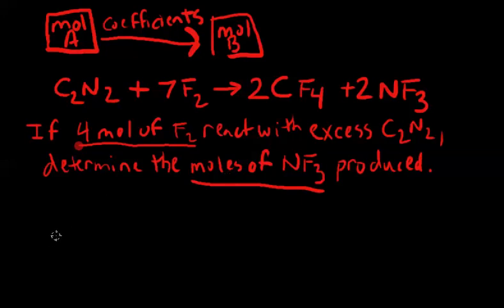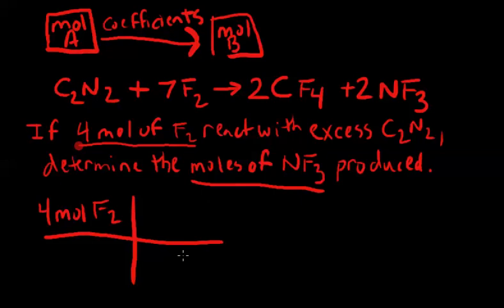So to do this, we make our fence post, and what goes in the upper left? Remember, we always put what we're starting with in the upper left. And if we start with 4 moles of fluorine, that goes in the bottom right. We want to find moles of nitrogen trifluoride, so that goes in the top right.